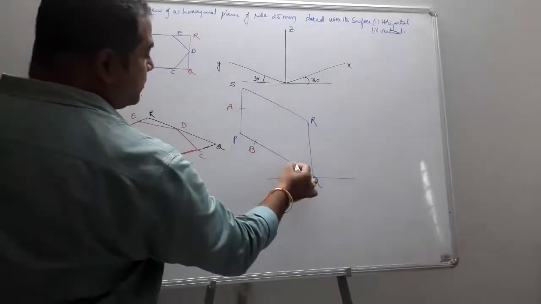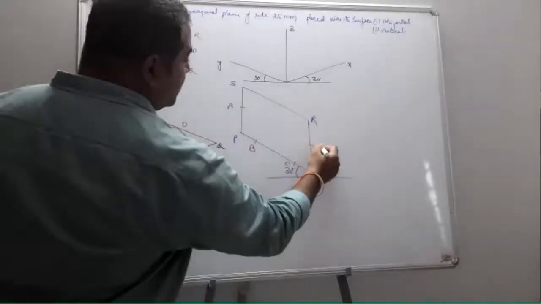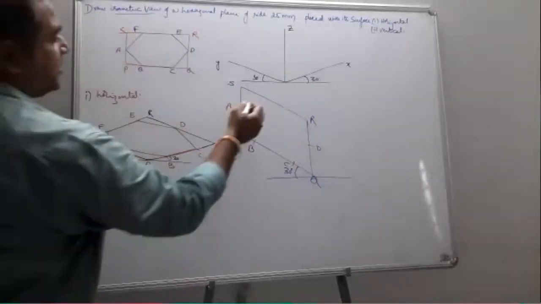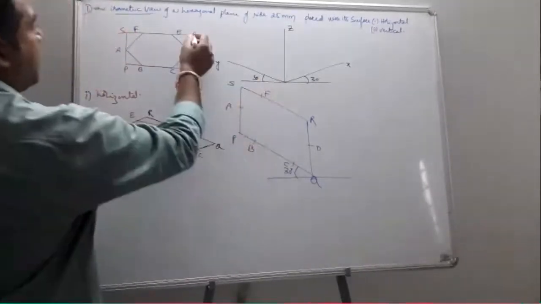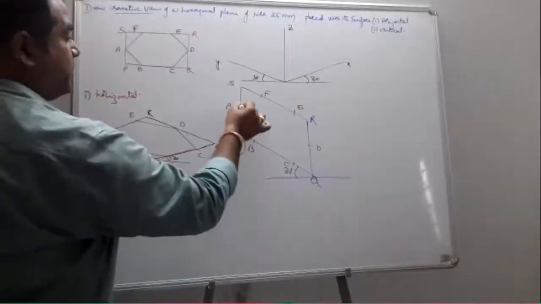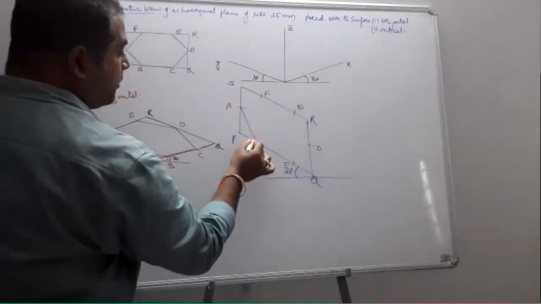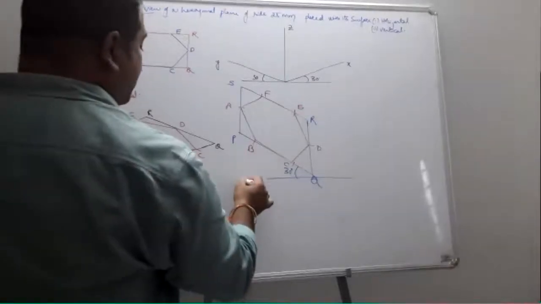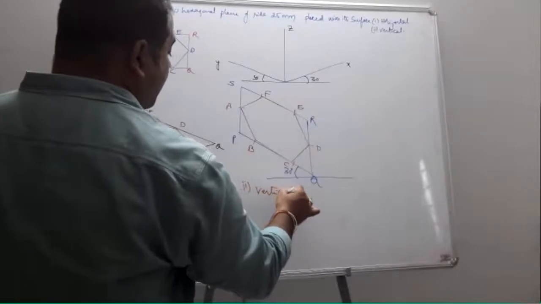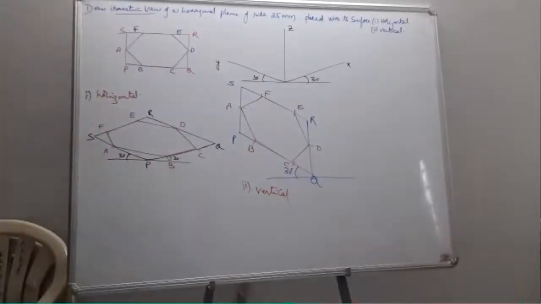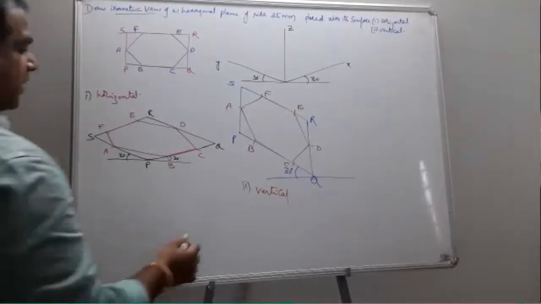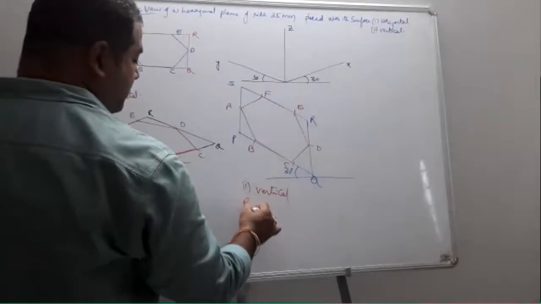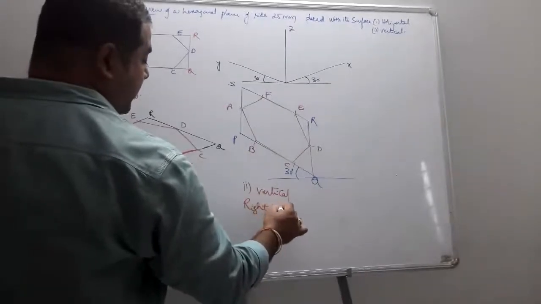Q as center, QC as radius, draw an arc. S as center, SF as radius, R as center, RE as radius. Join all the points A, B. This is going to be considered as vertical. So this we can consider as the right isometric view.